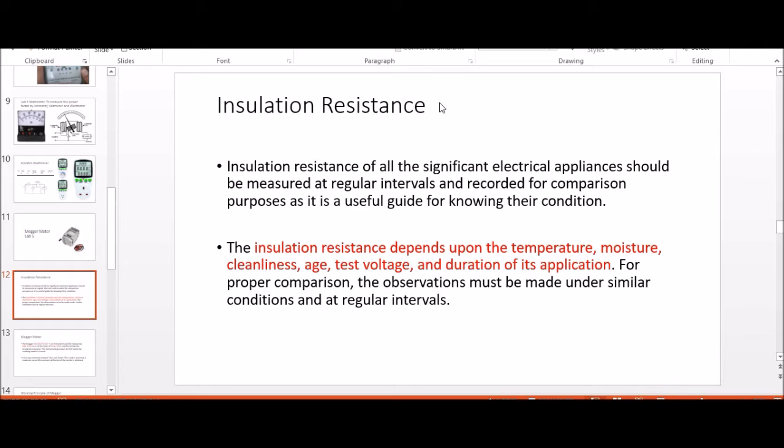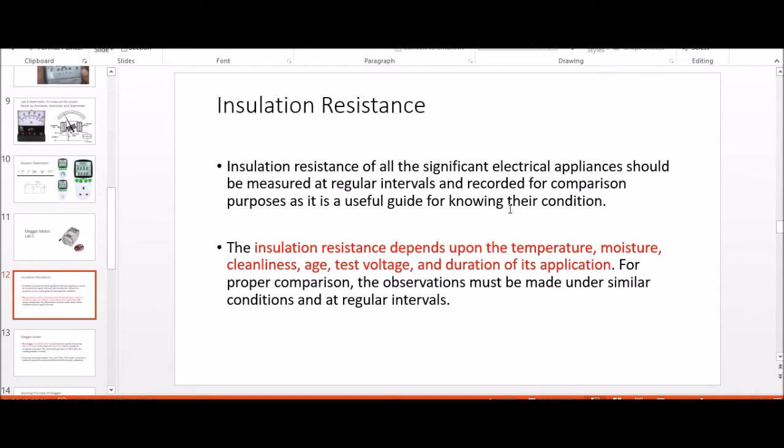Itself, what is a Megger meter? It is basically an insulation tester. The insulation of any kind of your electrical appliances, after a specific interval of time, to check their accuracy or their working, you can check them with the help of your insulation testers, one of which is a Megger meter, right?